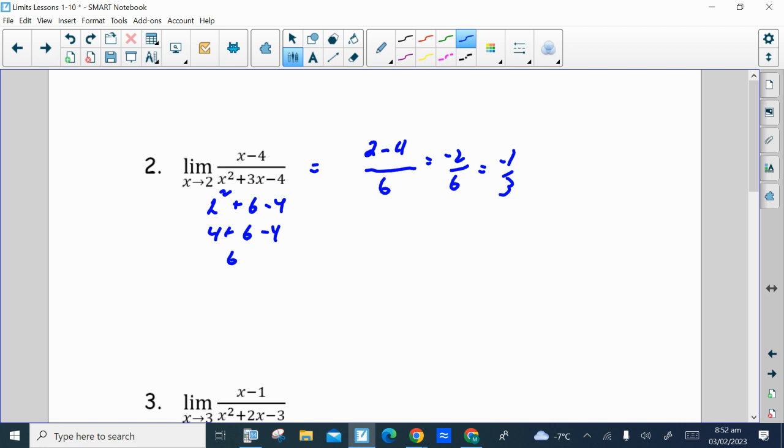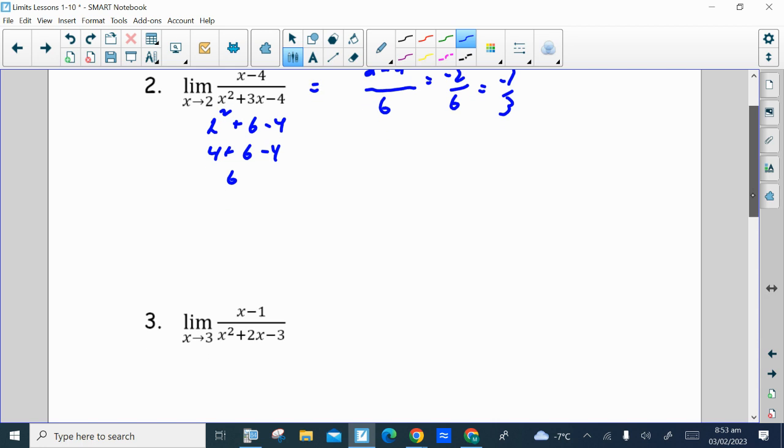So you can see this one would be a little harder to guess by using a table of values because the limit is not an integer, it's a rational number, a repeating decimal. So it would be more difficult to guess what that limit is, what the value of that function is approaching as x approaches 2, but we don't have to guess anymore. Okay? So there's the value of that limit.